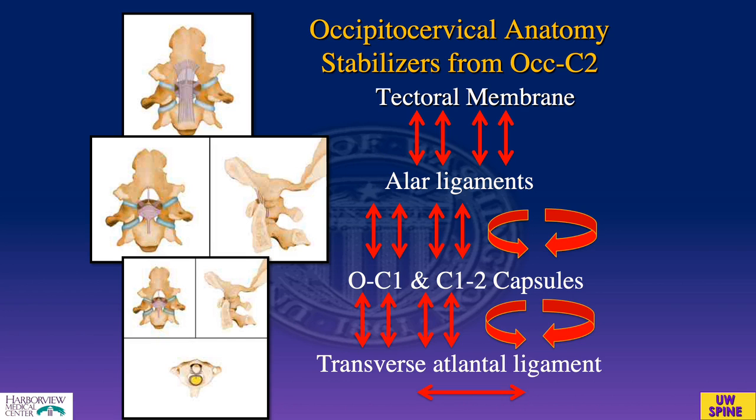If we look again at sort of the anatomy here, where so much of the rest of the spine is held together by, yes, by ligaments and discs, but also by bone, there's very unique attachments here that allow for the significant range of motion that we see between the occiput and C2. There's a tectorial membrane that prevents distraction. There's the alar ligaments that prevent distraction but also help with control of rotation. We have the capsules between the skull and C1 and C1 and C2, and also control rotation. And of course, then we have the transverse atlantal ligament at C1, C2 that prevents that translation between C1 and C2.